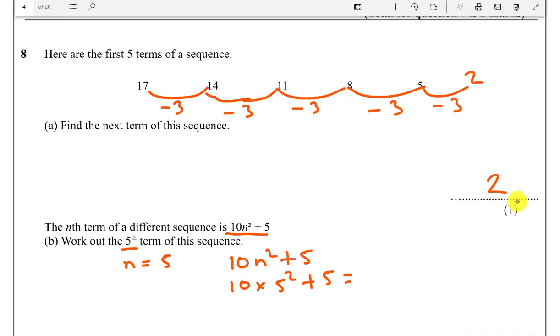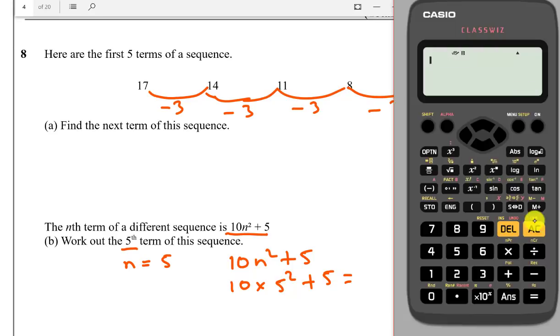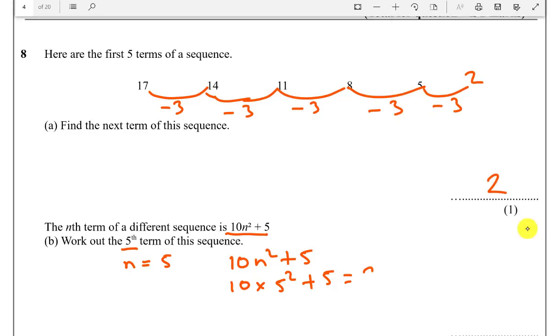And you can use a calculator, do Bidmaths. So 10 times 5 squared, press the right arrow button, oops, and then plus 5, and that'll give you the answer, 255. So 255. Write your answer on the dotted line. I know I've not been writing the answer on the dotted line because of the way this file is, the question paper on my computer.